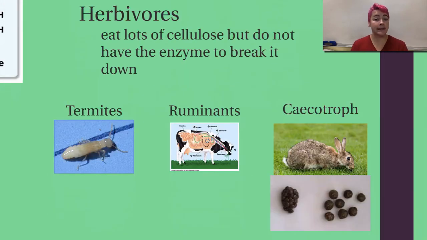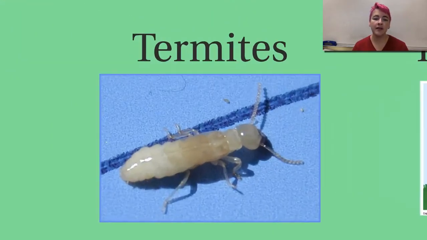Looking at an evolution link, herbivores eat lots of cellulose, but they don't have the enzymes to break it down. There are 3 different adaptations that have come about in order to help organisms to break down the cellulose. In termites, termites have a symbiotic relationship with a protozoa that lives in its belly that breaks down the cellulose for them.